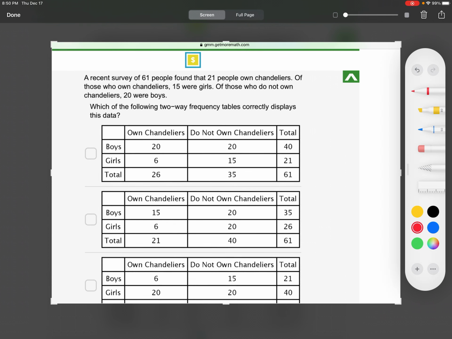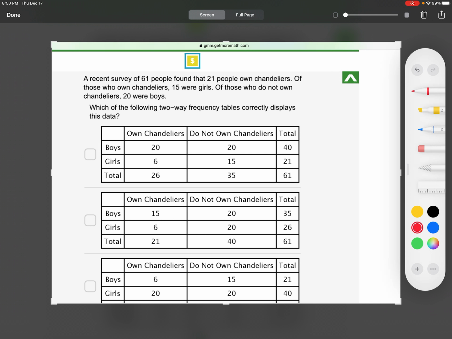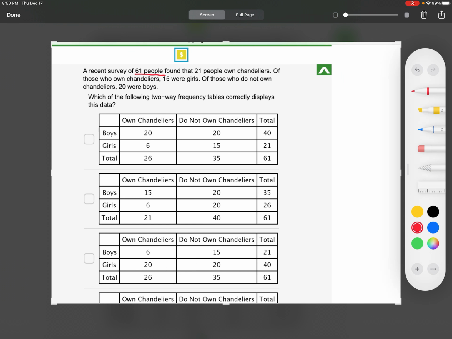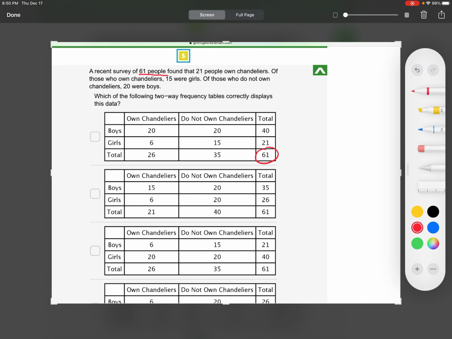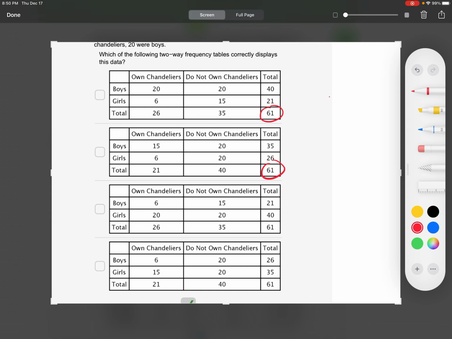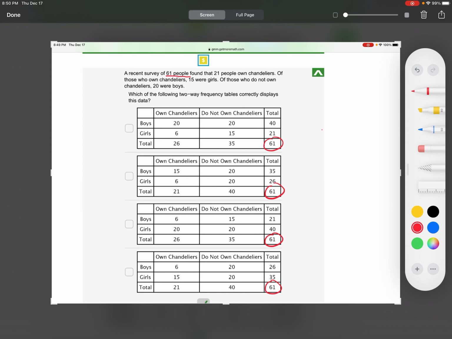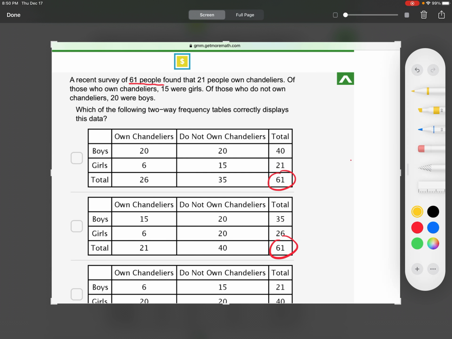So it says a recent survey of 61 people. The first thing that I noticed is 61. That is the total number of people. I don't even need to read the rest of it. The total is this, and this. So that 61 is easy, right? That's correct, and every one of them is like that. All right, let's go to the next piece of information.